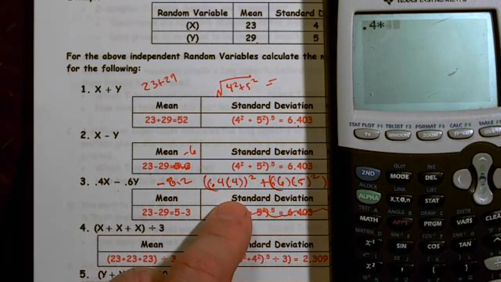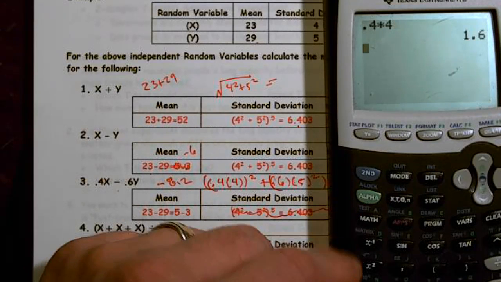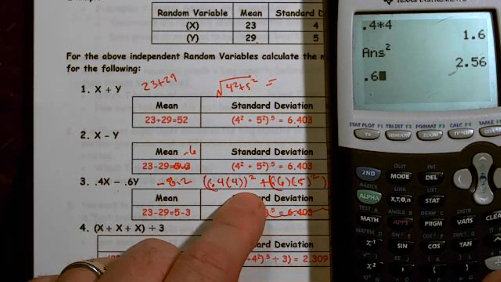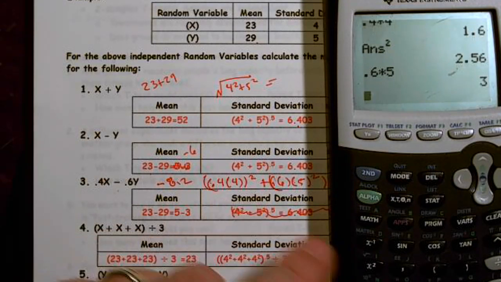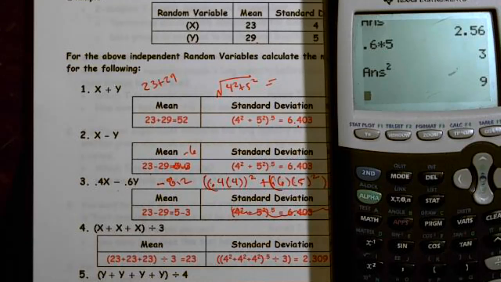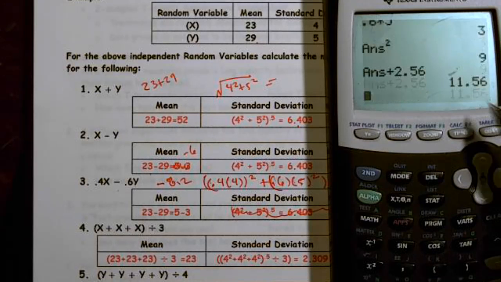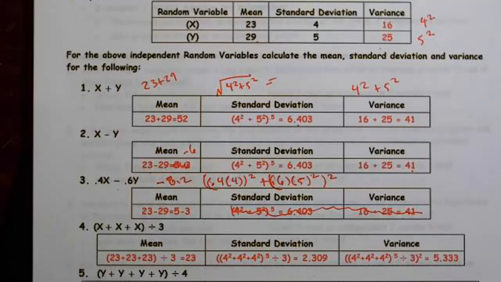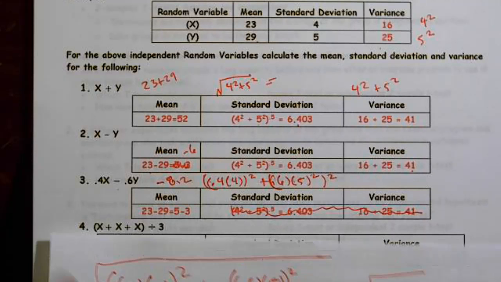0.4 times 4. Square it. Then we go 0.6 times 5. We square that. So now that they're squared, we can add the 9 and the 2.56. So plus 2.56. Now we've added them, but now I need to take the square root of them. Let me hold on for just one moment. All right, so I'm going to go back and rework through that.